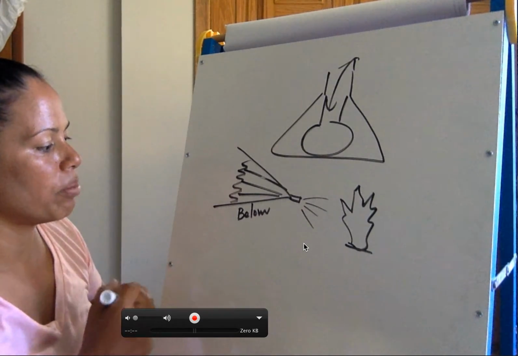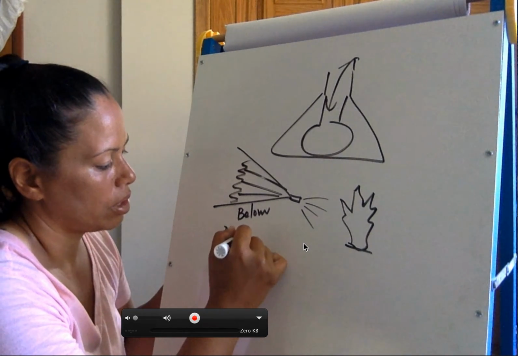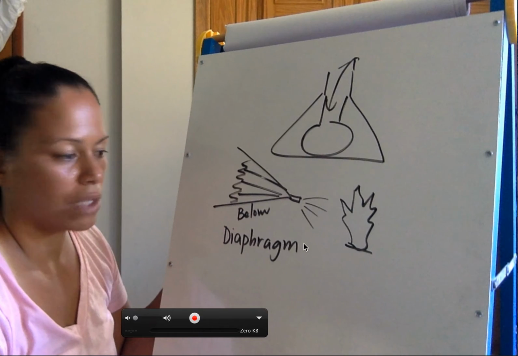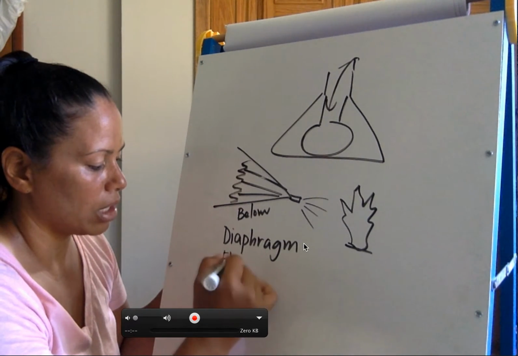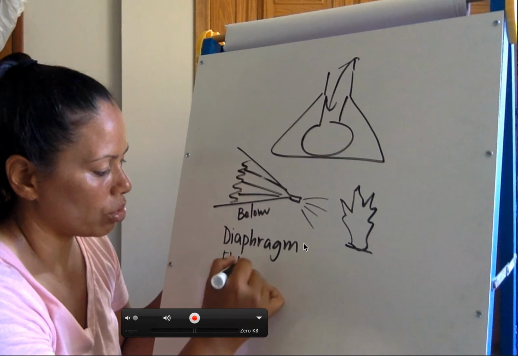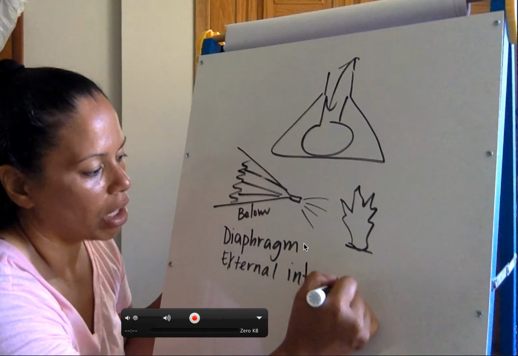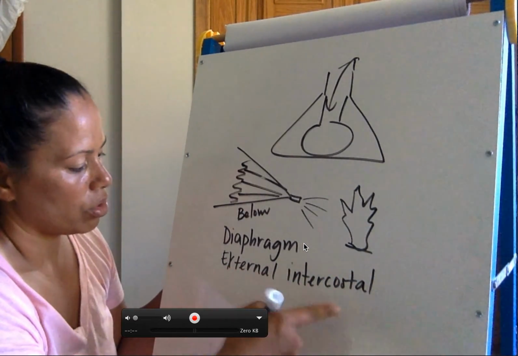So what is the primary muscle involved in inspiration? It's called the diaphragm. What are the other muscles that are also involved in inspiration and expiration? Well, inspiration would be elevating the lungs, so we call external intercostals. What is inter? In between. What is costal? Cartilage of the rib cage, so intercostals.